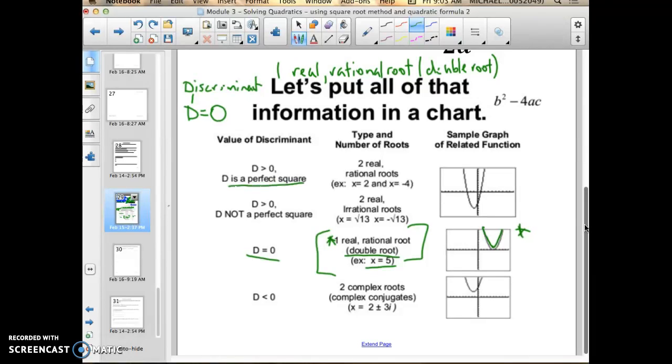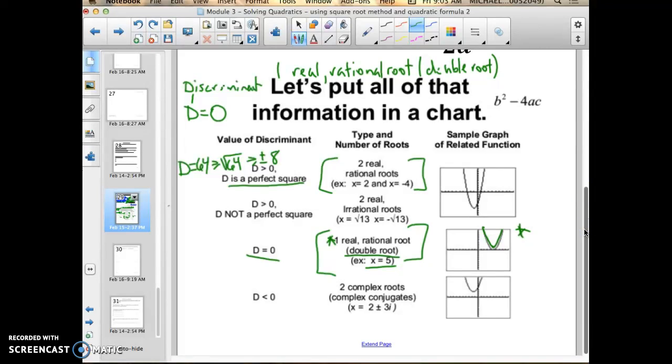A couple other situations that occur: if you get a discriminant that is greater than 0, and that is a perfect square. So let's say d is 64. I know that the square root of 64 is positive and negative 8. So this is going to give me two real rational roots when I continue to solve it.